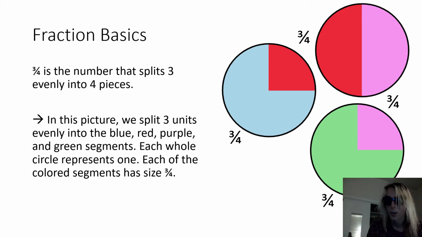So we have right here 1, 2, 3 cups of flour represented by these 3 circles. And we have these colored segments, blue, red, purple, and green. Each of these segments have size 3/4. I think we can see from the picture. And I think we can see also that these 4 colored patches are splitting the 3 cups of flour evenly into 4 equal pieces. That's what this is illustrating. I hope this is making sense.